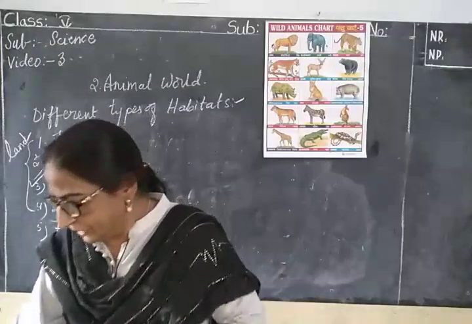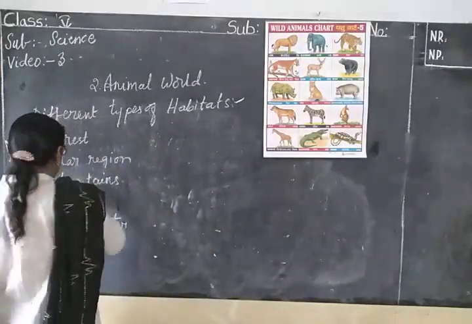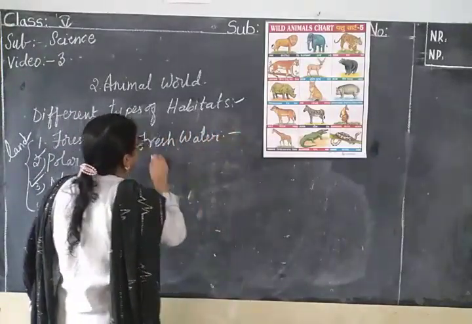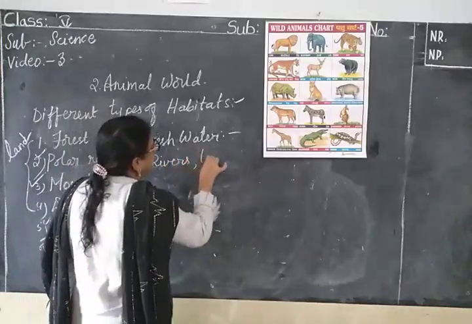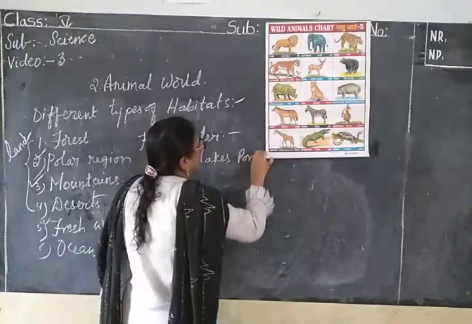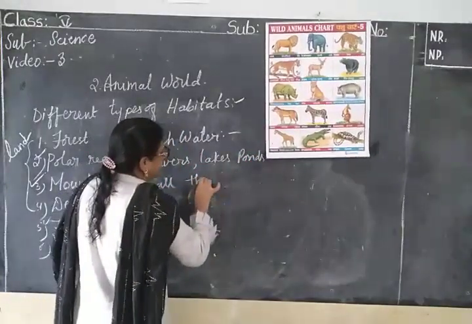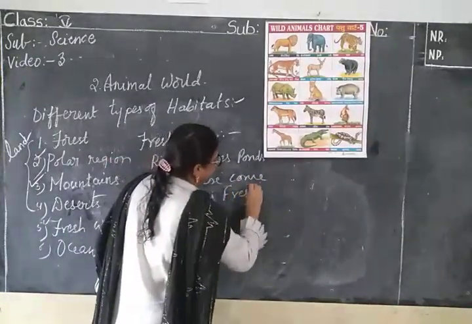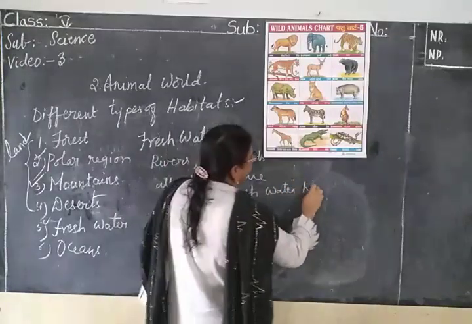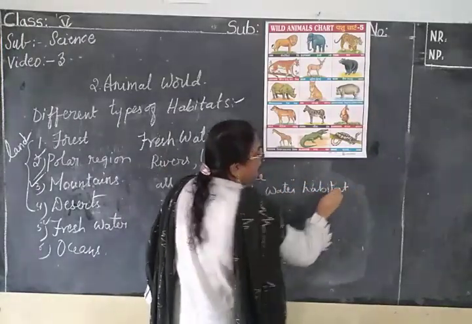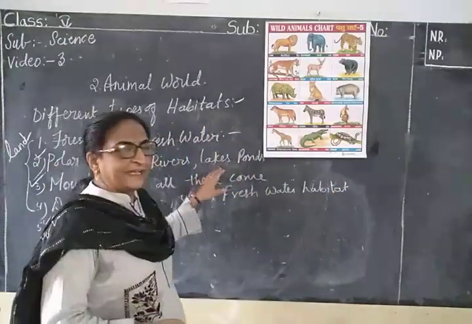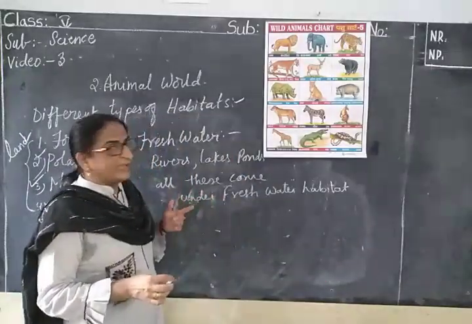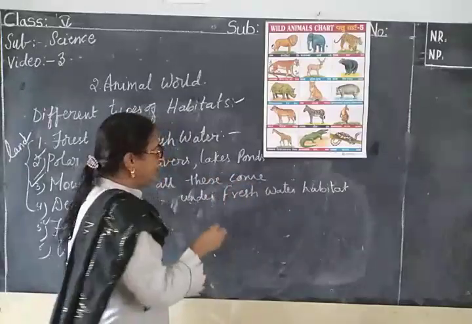Now what do you mean by fresh water? Now let's just learn fresh water. Freshwater habitat: rivers, lakes, ponds, all these come under freshwater habitats. In rivers, water will be flowing. Some places like ponds and lakes, the water is still there only. It doesn't move.